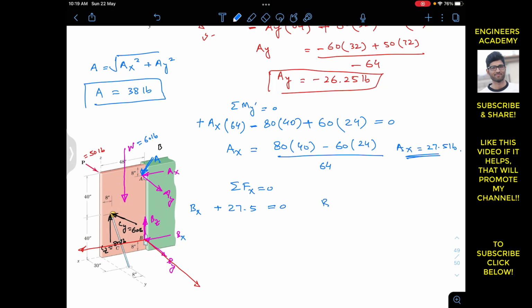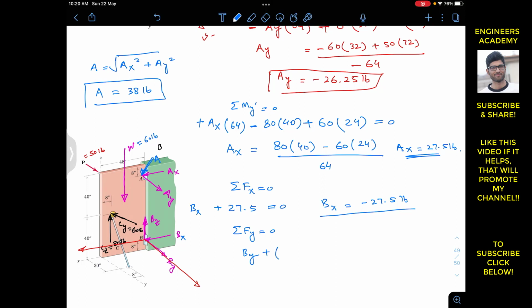So Bx is equal to minus 27.5 pounds. So the assumed direction of Bx is not accurate. Bx is acting in the negative x direction, and its magnitude is 27.5 pounds. Similarly, if we apply the summation of forces along the y direction, that must be equal to 0. So again we will write By is acting in the positive y direction, plus Ay, but the Ay magnitude is minus. We have assumed that Ay is acting in the positive y direction, but from the answer we get that it is acting in the negative y direction.